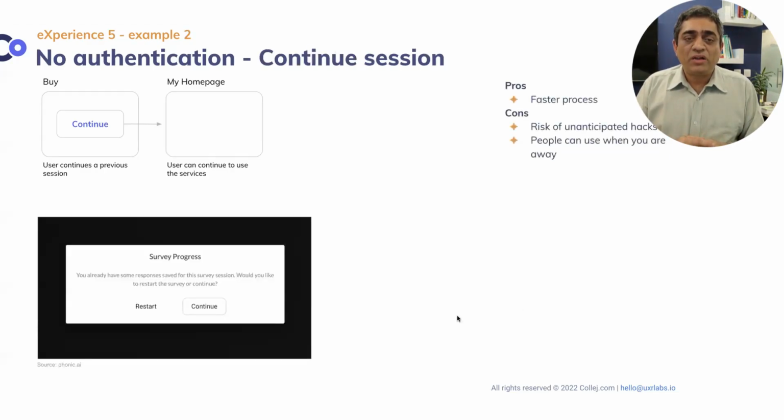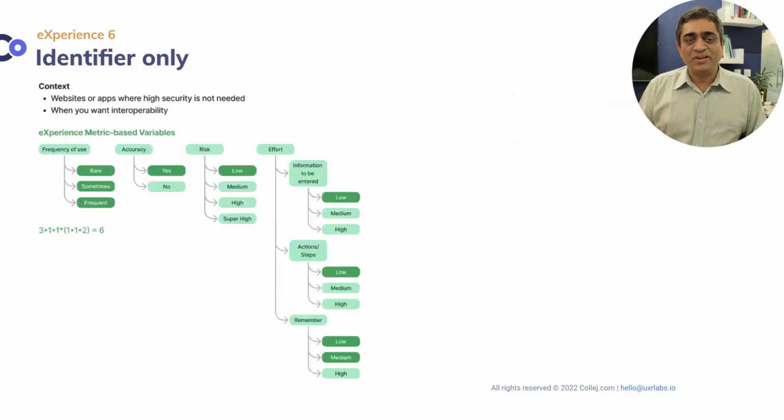So here's one where you also have no authentication. Let's say you're doing something, and you just want to continue your survey. You don't have to really worry about it. Your partial information is stored. When you come back, it says, hey, I noticed you didn't complete it. Do you want to continue? That's good. Or you want to restart? And so that works. Again, these are also used when the risk of somebody else coming in and filling the information is low. Doesn't matter. Faster process. Again, same issues, unanticipated hacks. Let's go on to the next one.